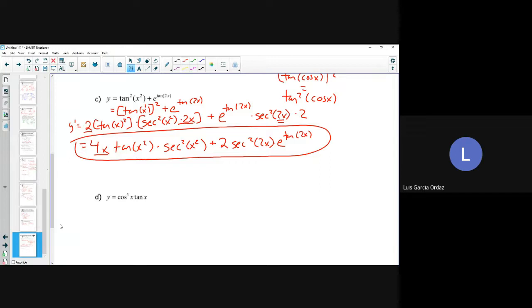And last but not least, I have cos cubed x times tan of x. That's fine as long as when I look at it, it makes sense to what I wrote in order. But if you want to keep it in a different order, say you want to start with 2 secant squared 2x and e to the tan of 2x, and then have 4x tan x squared after that, that is completely fine with me.